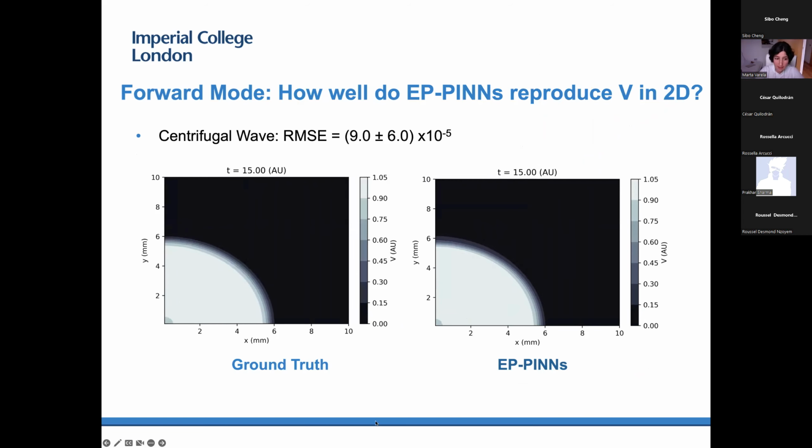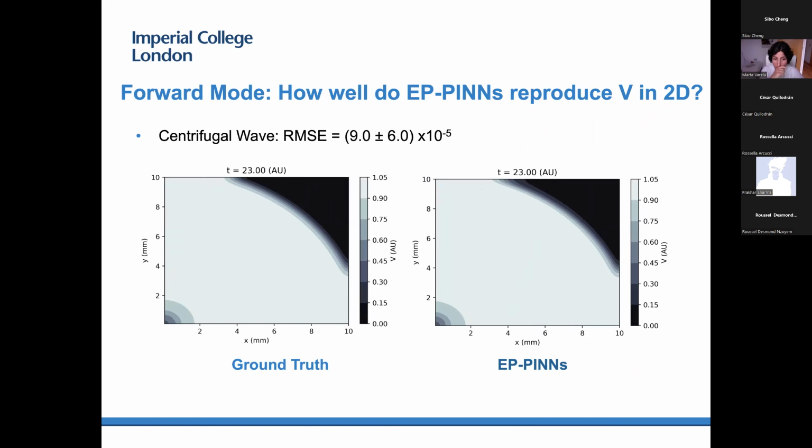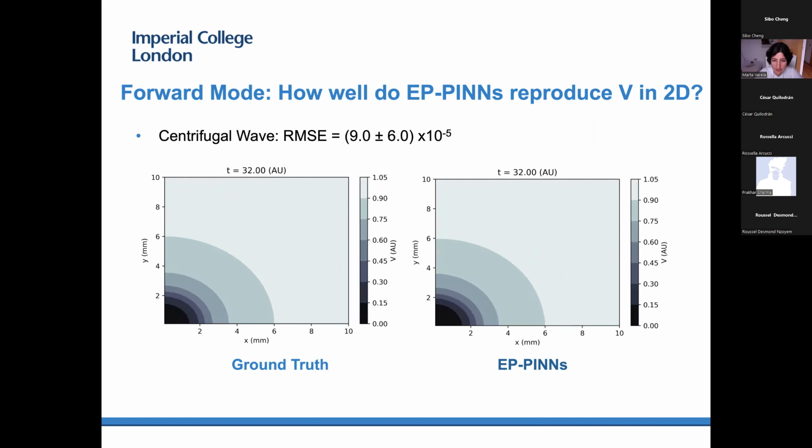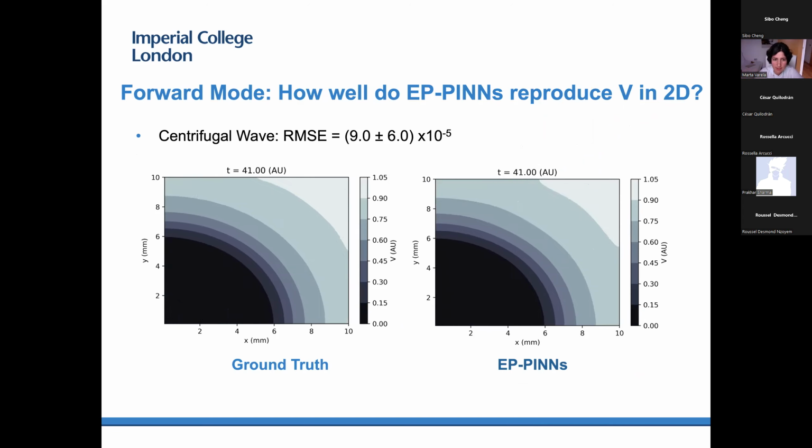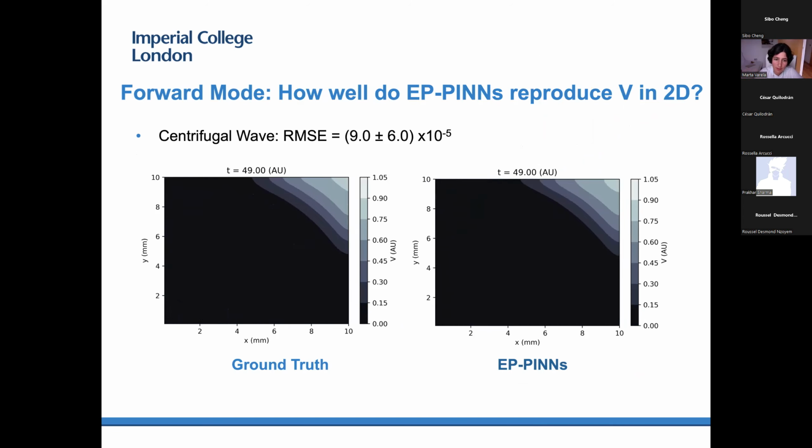Likewise, this is the centrifugal wave. So starting from a corner, it propagates. There are some tiny differences, but they're very hard to identify.